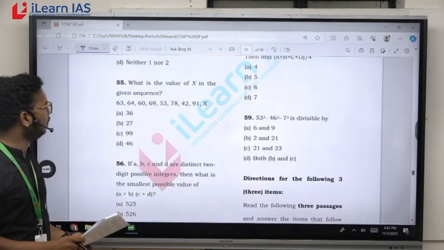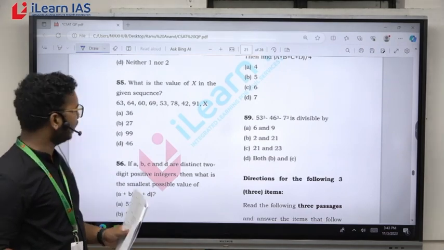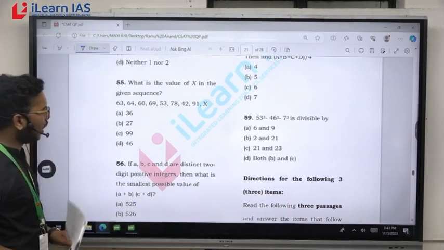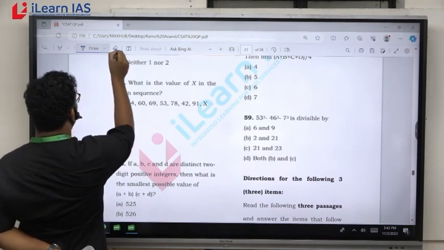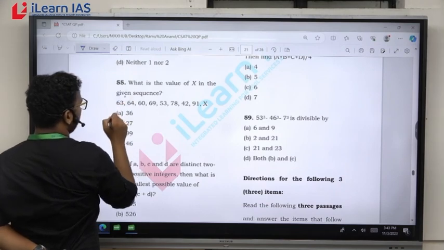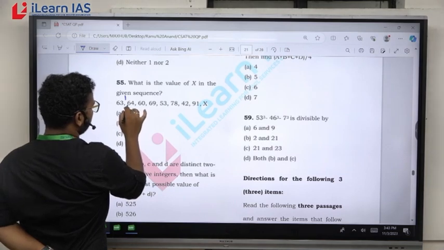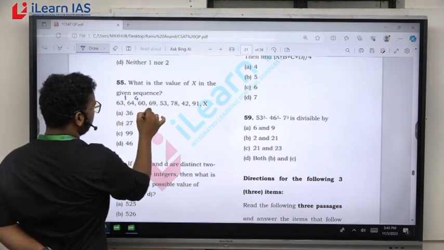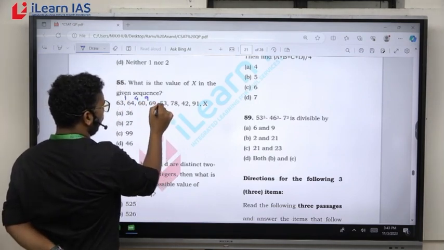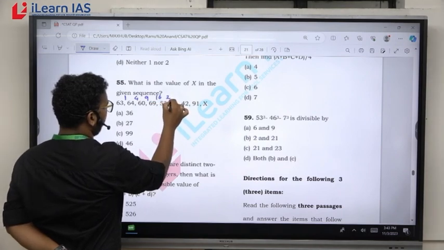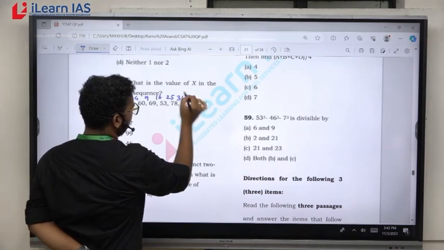Question number 55. What is the value of x in the given sequence? This is a series. So, as we looked at earlier, let's take the differences. Here the difference is 1. Here, 64, 4, 60. What is the difference here? It is 9. Now 16, 25, 36, 49. Right?